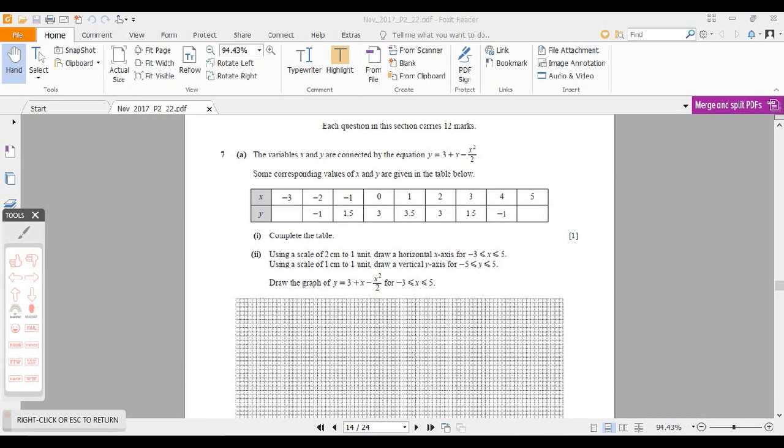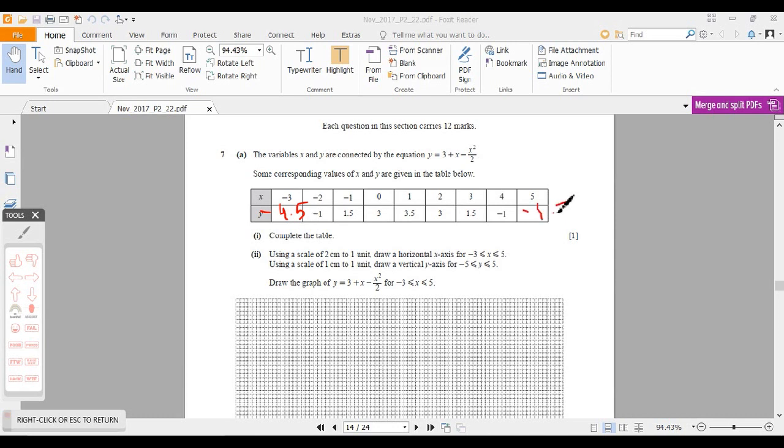Complete the table. So simply substitute x equals minus 3 here first. So 3 minus 3 square over 2. This should give you minus 4.5. And similarly, when you substitute x equals 5, you will get minus 4.5 again.